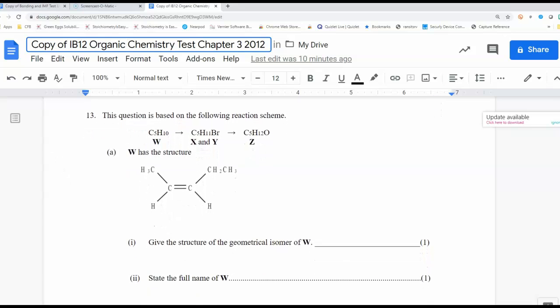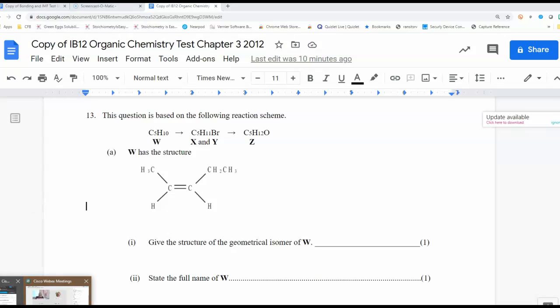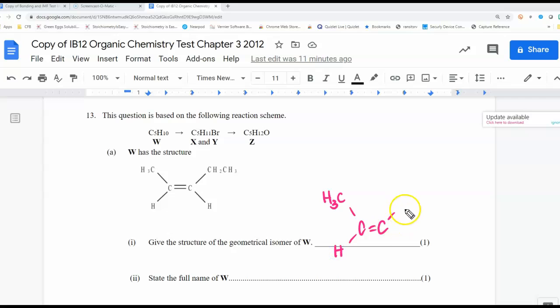Okay, so there it is. Give the structure of the geometrical isomer of W. If this was both on the same side, then we want the structure to show them on different sides. So we would show this C's double bonded in the center, and the CH3 here, H still here, but we would move that H to the top. We would have the CH2 and the CH3 like that.